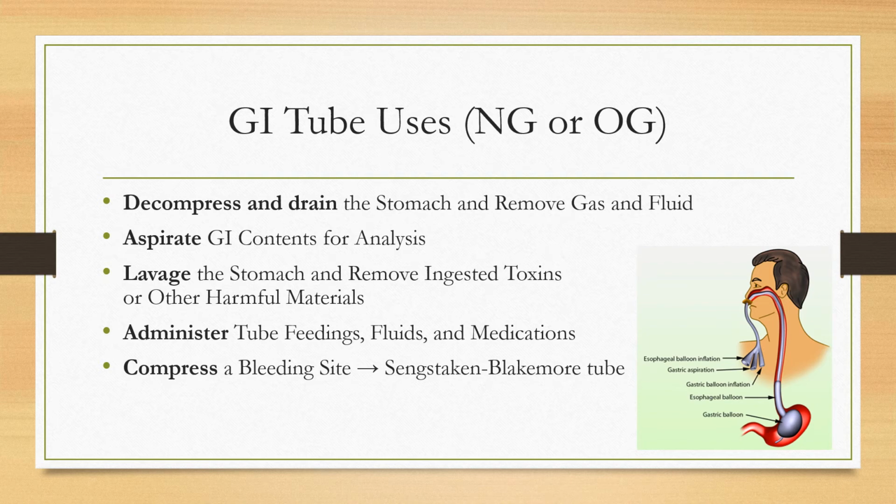So that's a particular type of tube. So don't confuse it with just the average NG tube that we're suctioning material out of, or we're providing enteral feeds. Okay, so that's the compression one. So compression of a bleeding site, and the bleeding site is going to be typically esophageal varices.